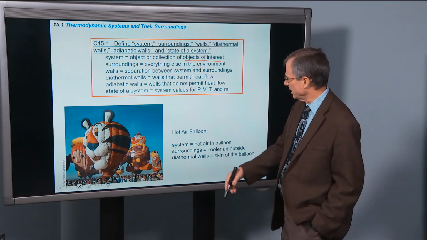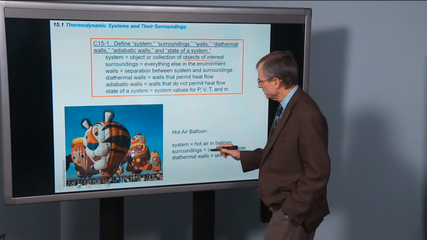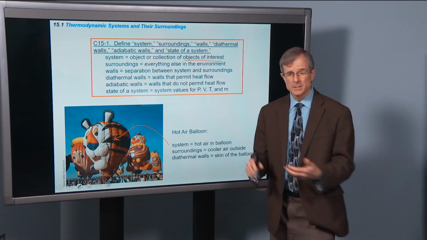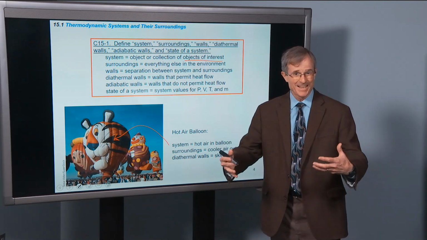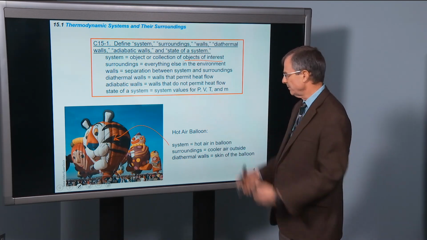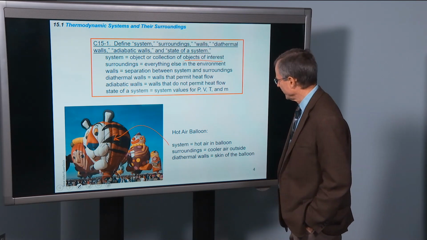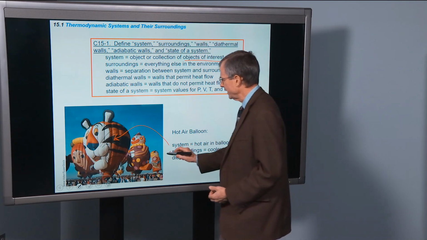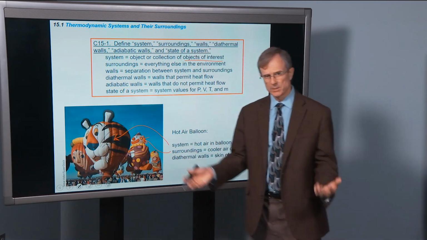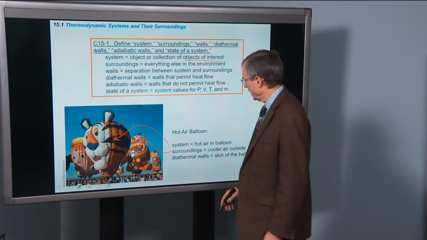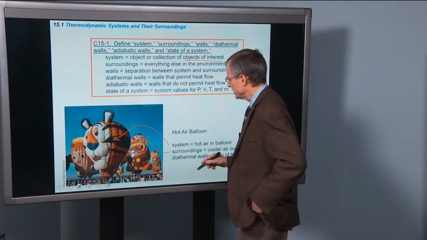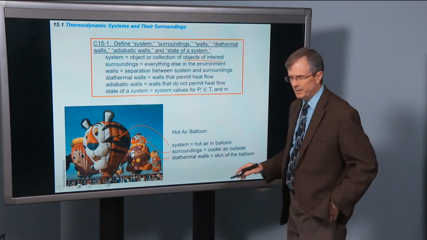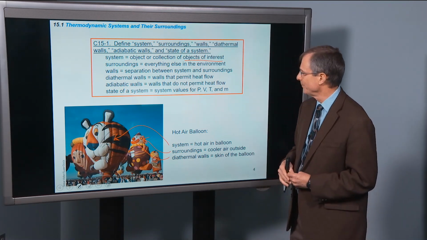So for example, in a hot air balloon, the system is the hot air inside the balloon. Usually system in this chapter will mean a gas. And in this case, it does also: the hot air in the balloon. The surroundings are the cooler air outside and everything else outside of the hot air balloon. And the walls are the separation between the system and the surroundings. That would be the skin, or the fabric of the balloon.